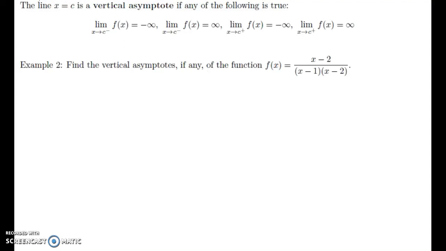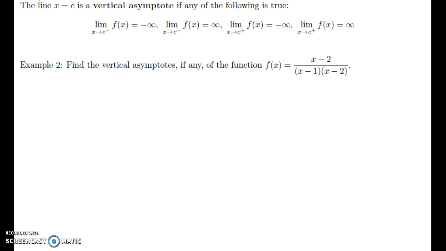Section 1.5. Example number 2. We want to find the vertical asymptotes, if any, of the function f of x equals x minus 2 divided by x minus 1, x minus 2.